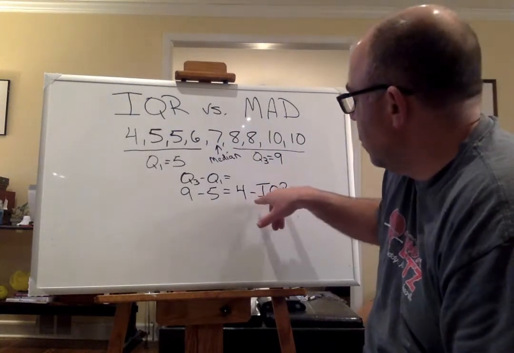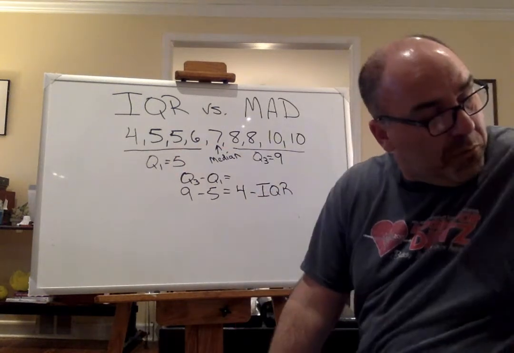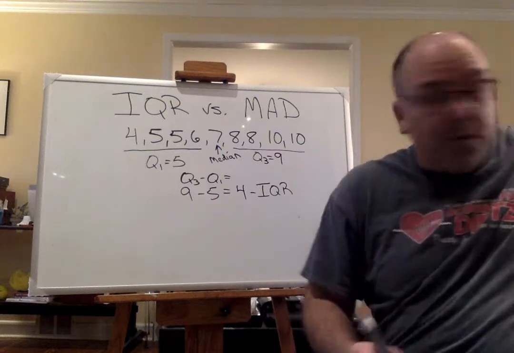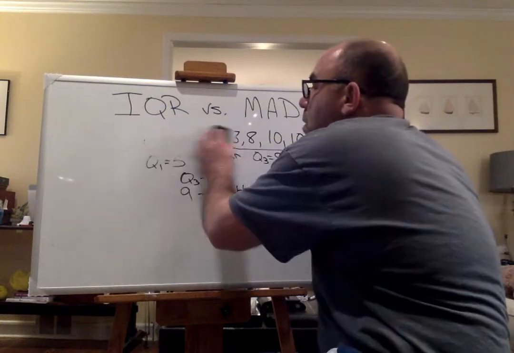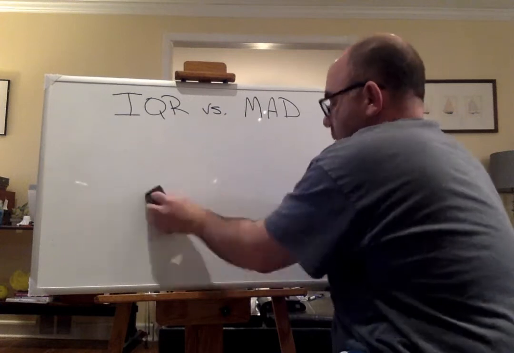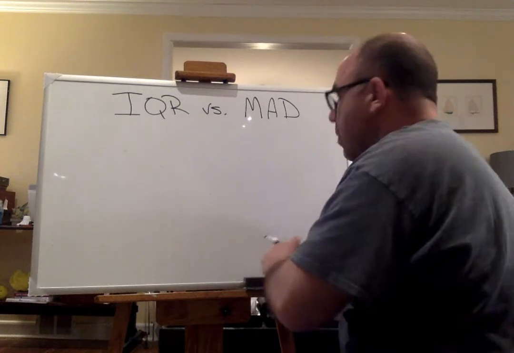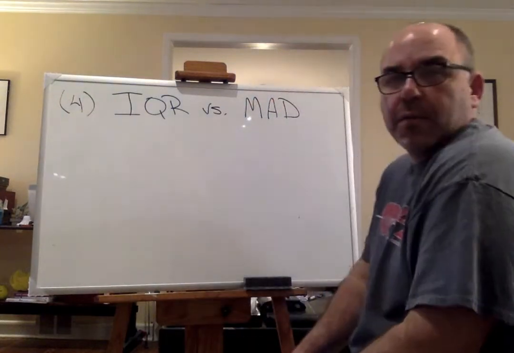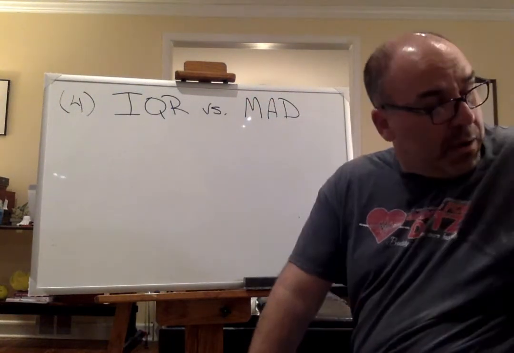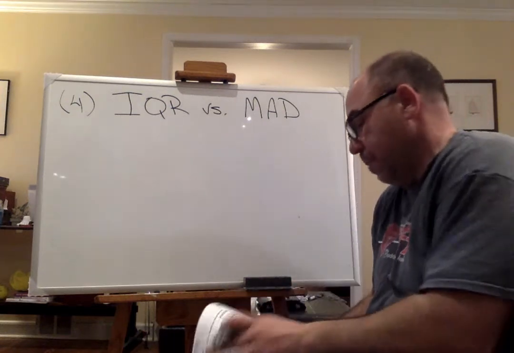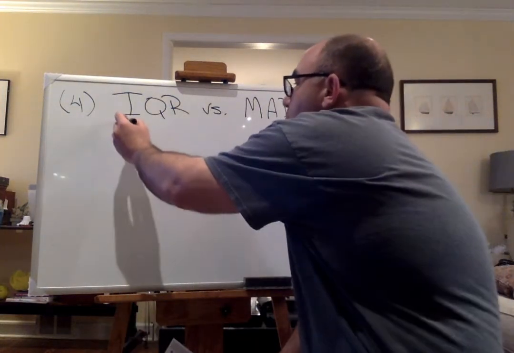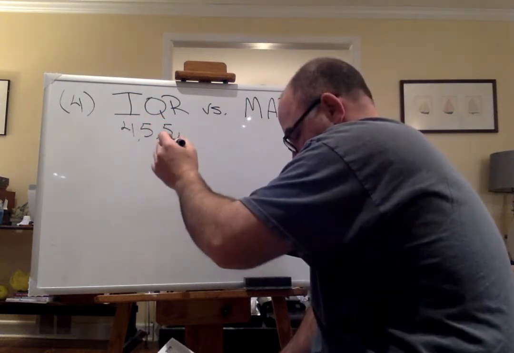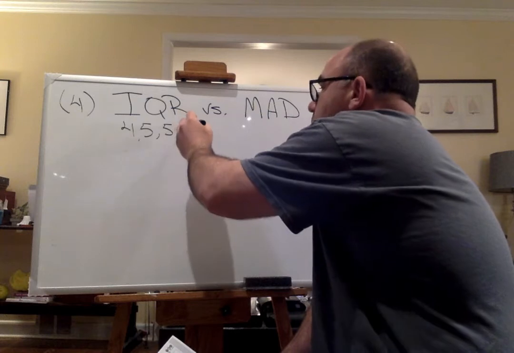Okay, so what I'm going to do is I'm going to keep this number, I'm going to write it up top, and I'm going to erase everything else. Okay, as soon as I find my eraser. There it is. Okay. So we're going to put interquartile range up here. It's 4. Okay, just so we don't forget what it is. Now I got to rewrite all those numbers, but that's okay. 4, 5, 5, 6, 7, 8, 8, 10.